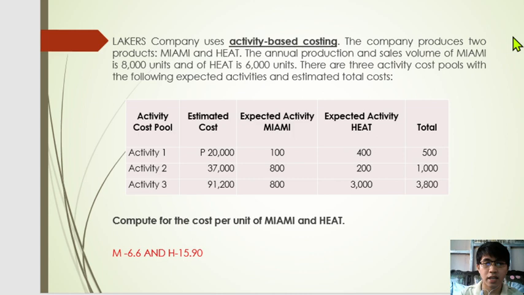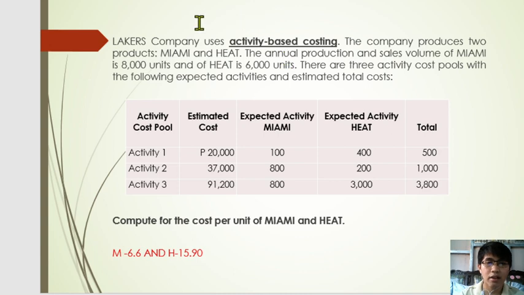Lakers company uses ABC. The company produces two products, Miami and Heat. The annual production and sales volume of Miami is 8,000 units and Heat 6,000. There are three activity cost pools with the following expected activities and estimated total costs. So binigyan ka ng detalye on activity 1, 2, and 3 being the activity cost pool. Merong cost per activity. Then the expected activity for Miami, expected activity for Heat, and then your total. The requirement is to compute for the cost per unit of Miami and Heat.